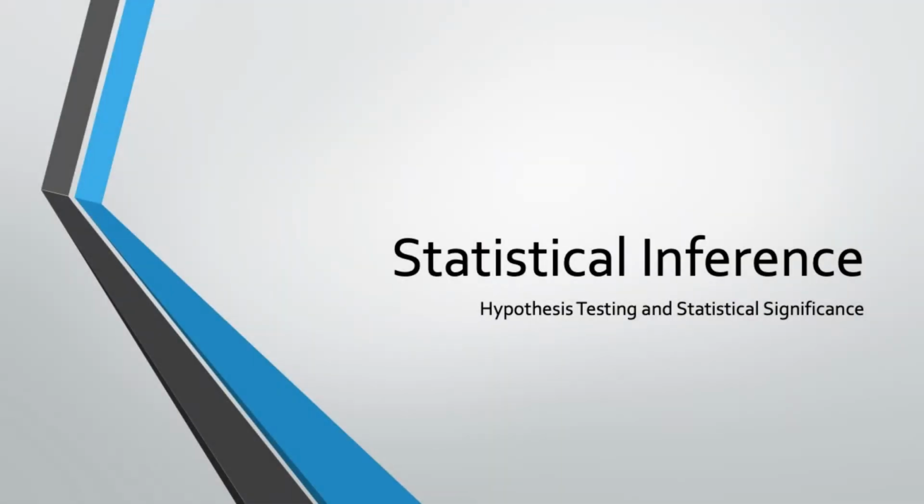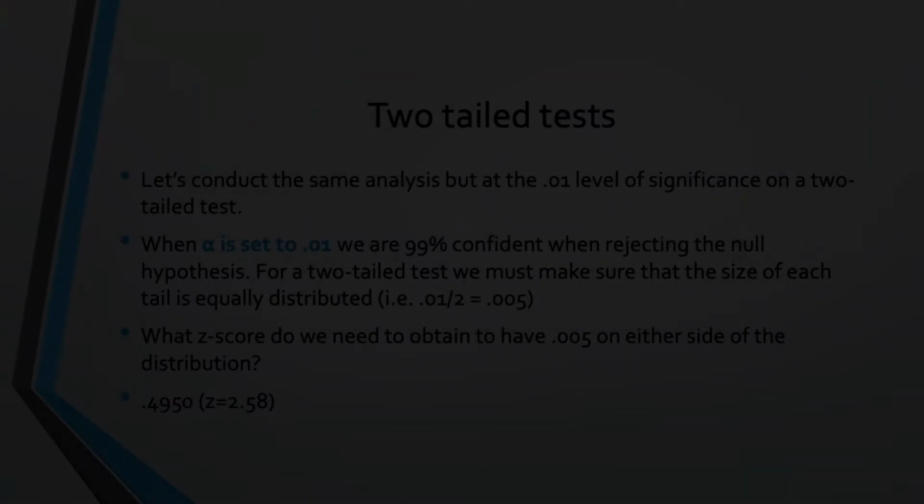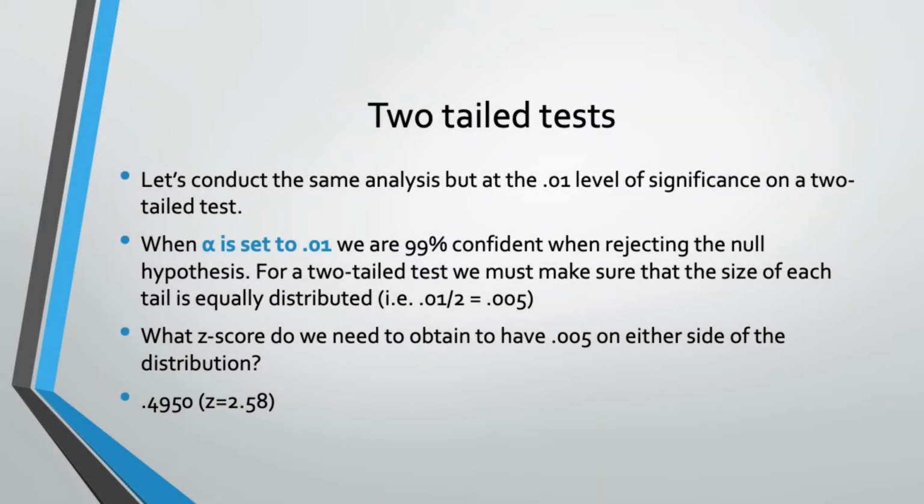Hello everybody and welcome to the part 2 lecture of hypothesis testing. In this lecture we're going to pick up right where we left off from the previous lecture, and we're going to run through the same example from the last lecture, but this time we're going to do a two-tailed test. We're also going to increase the alpha to 0.01 from 0.05.